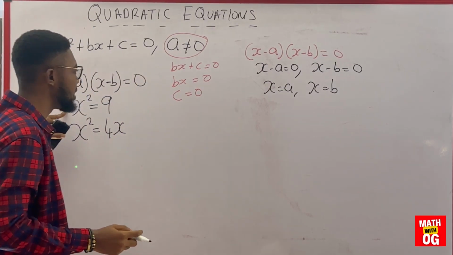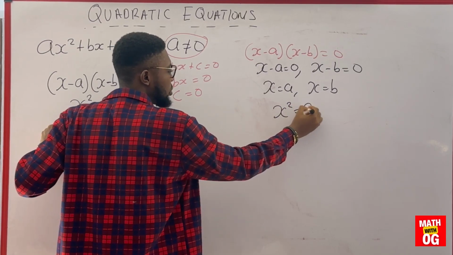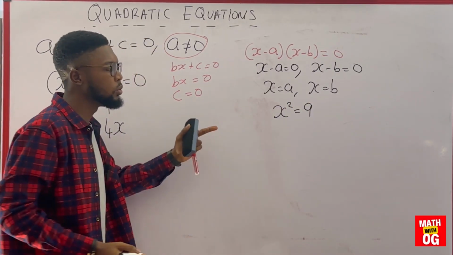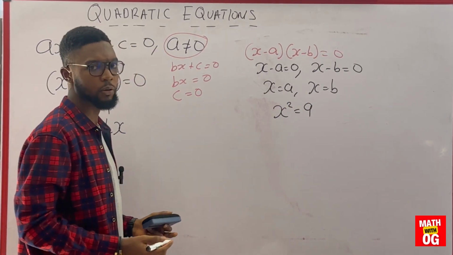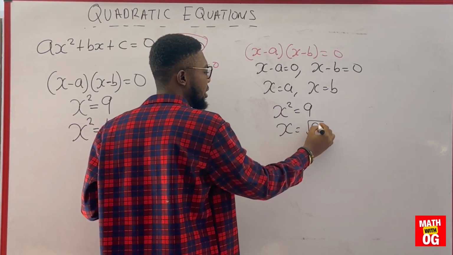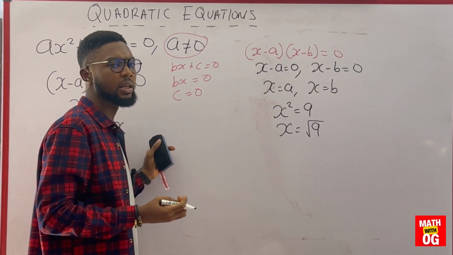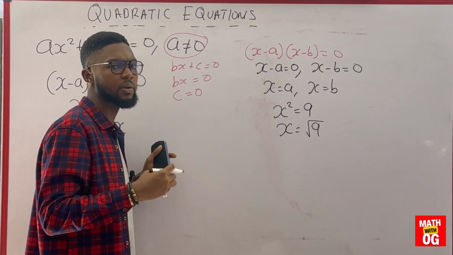Now for the other one here, you have x squared equal to 9. As most of you know, you can solve this by looking for the square root of 9. So x here will be equal to the square root of 9. Now you should know that the square root of a positive number gives you two values, which are positive and negative.